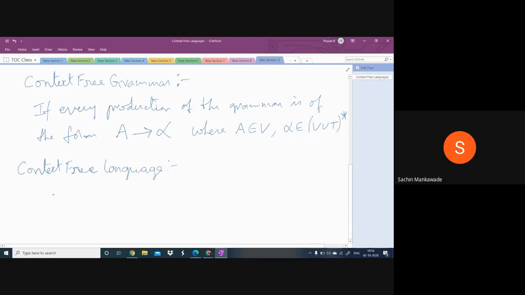Context-free language. Guys, already I told you grammar gives language. So the language generated or produced by the context-free grammar is called context-free language. Copy this one: the language produced by the context-free grammar is called context-free language. Okay. Now we see the example.